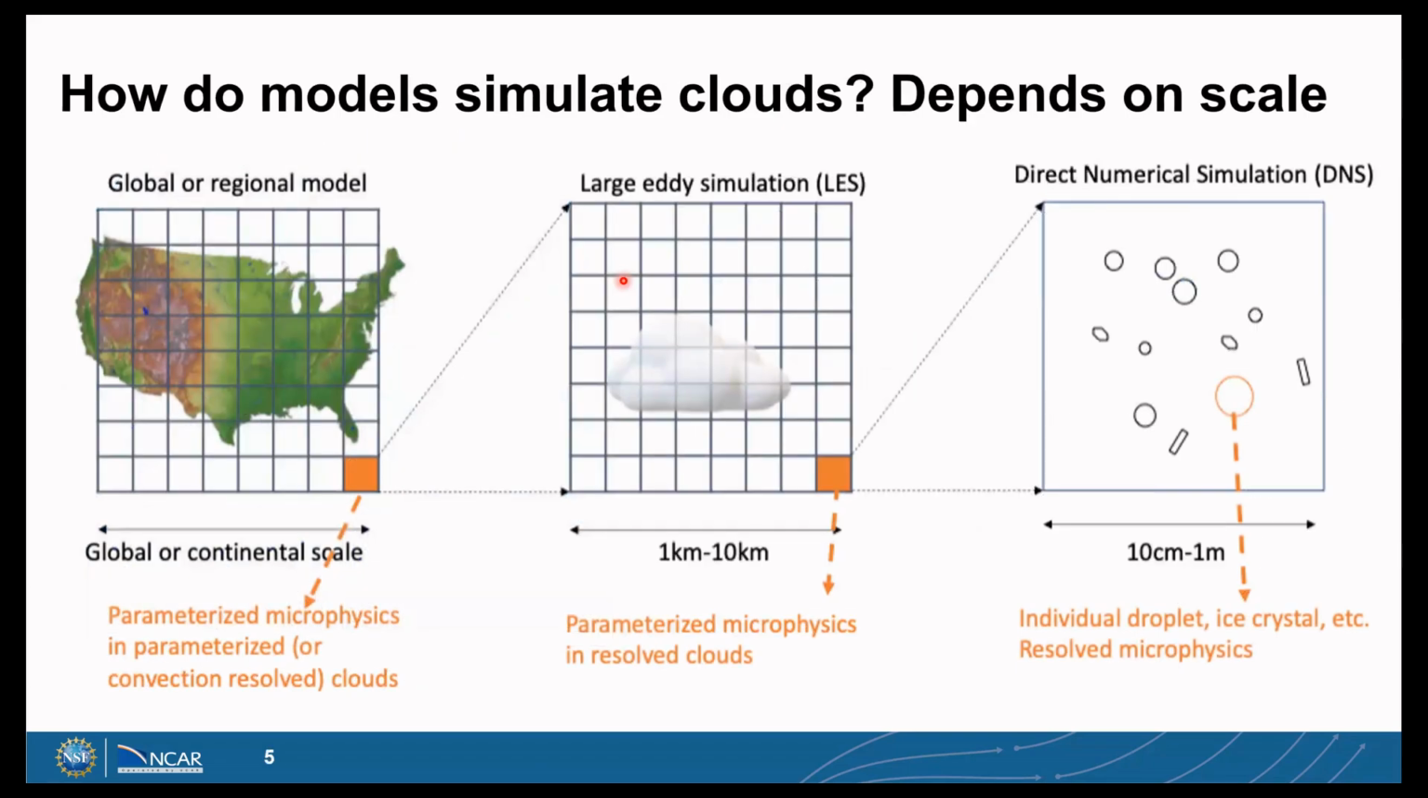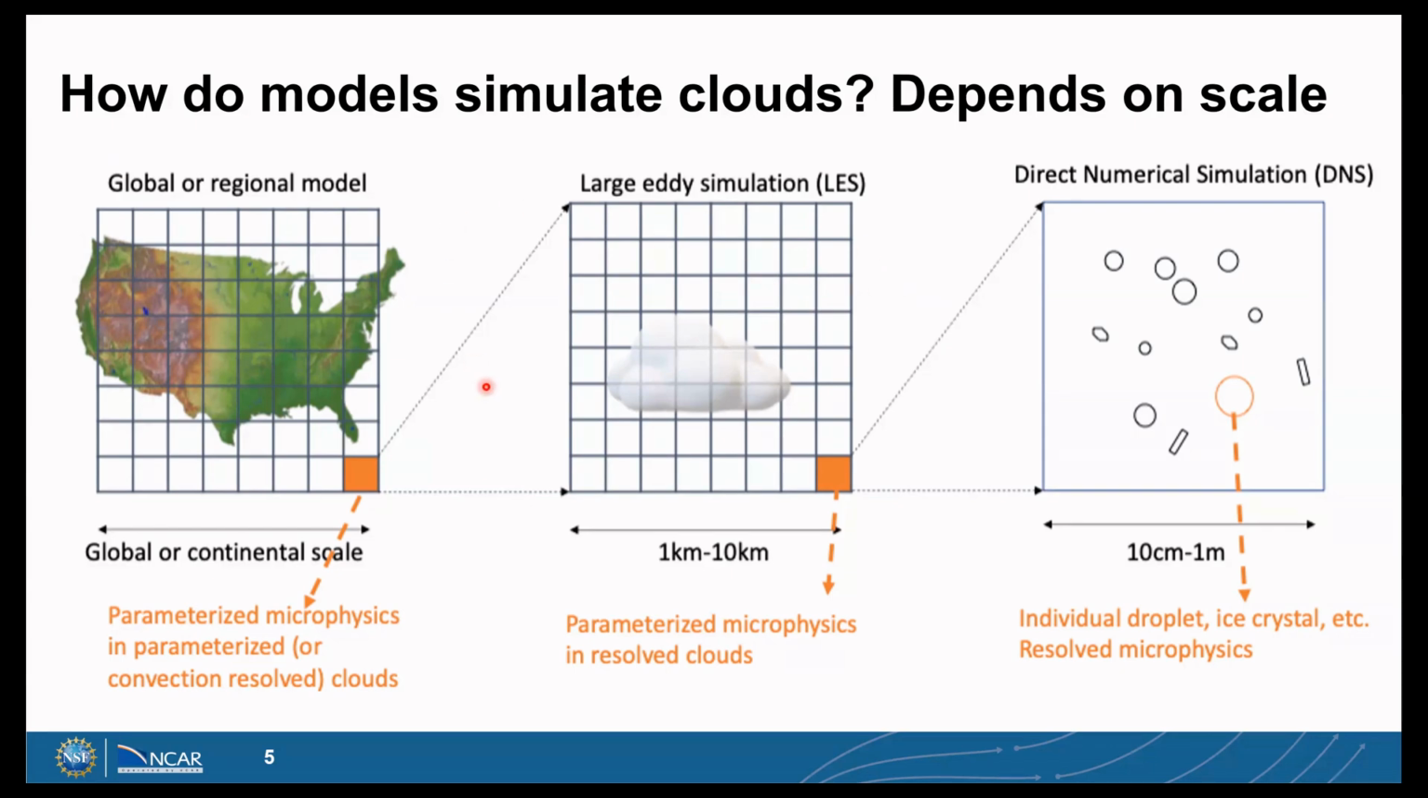Okay, how do models simulate clouds? Well, it really depends on the scale. And so maybe for those who aren't as familiar with models, this will help depict how we're handling clouds in these different modeling systems. So in a global or regional model, you have a relatively coarse mesh, and you have to parameterize. Of course, you parameterize your microphysics. That's much smaller scale, but your clouds are also parameterized, right? Because you can't resolve your clouds at, say, 10 to 100 kilometers or something like that.